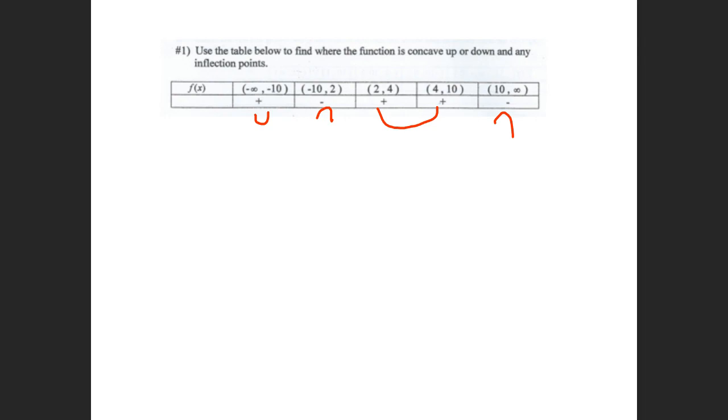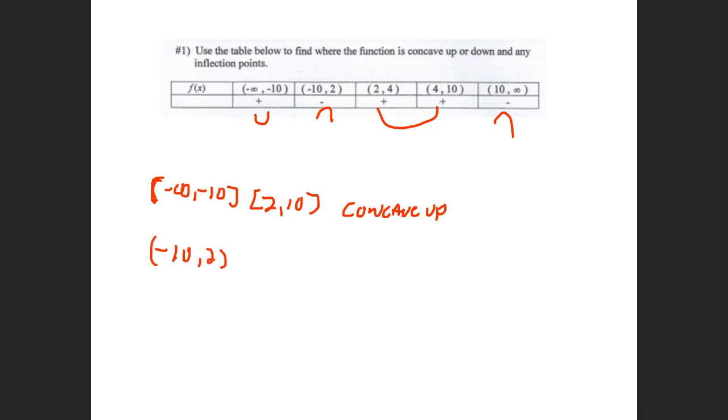So if I'm going to do intervals, I'm just going to say from -infinity to -10, from 2 to 10, and I really should have, because it's infinity, 2 to 10 would be all concave up. And then concave down would be from -10 to 2 and 10 to infinity.